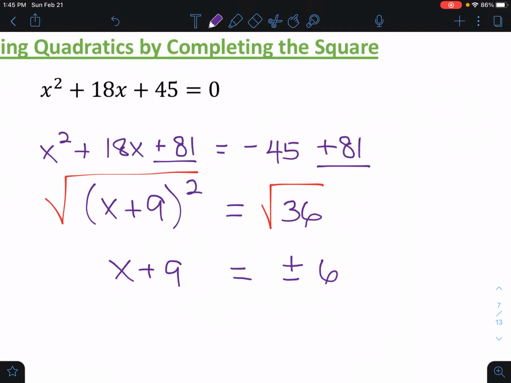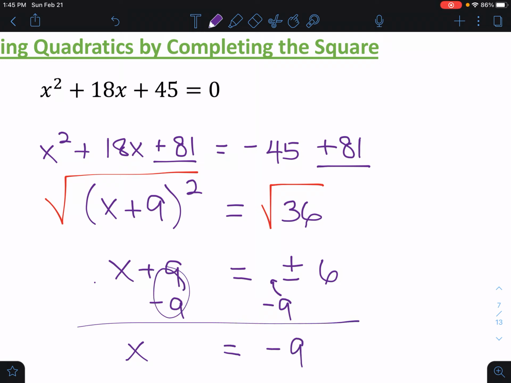Okay, so I got plus or minus 6, but I got to get the x by itself, so I'm going to subtract 9, subtract 9. Now where's that 9 going to go? You're just going to write it in front of the plus or minus. So you're going to write x, these cancel, equals negative 9 plus or minus 6. That's a really ugly plus or minus sign.